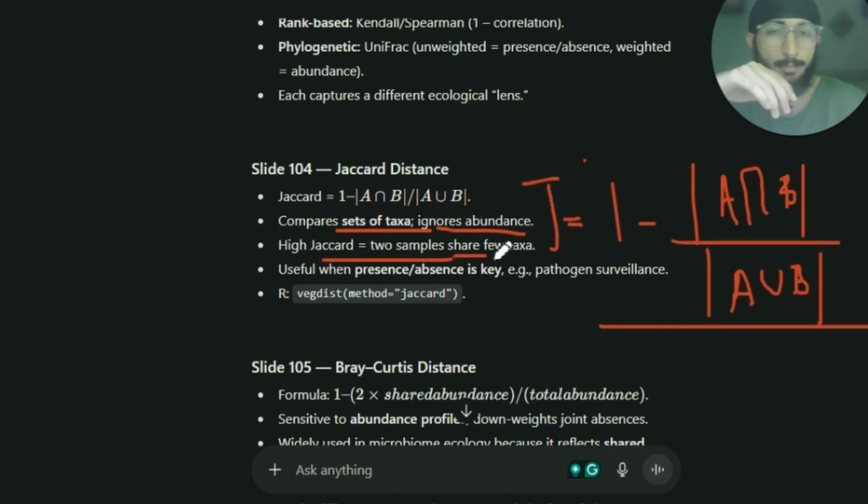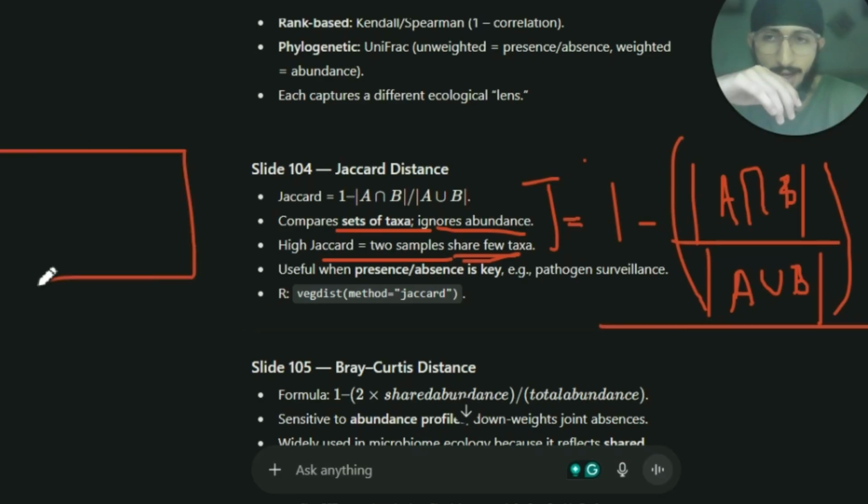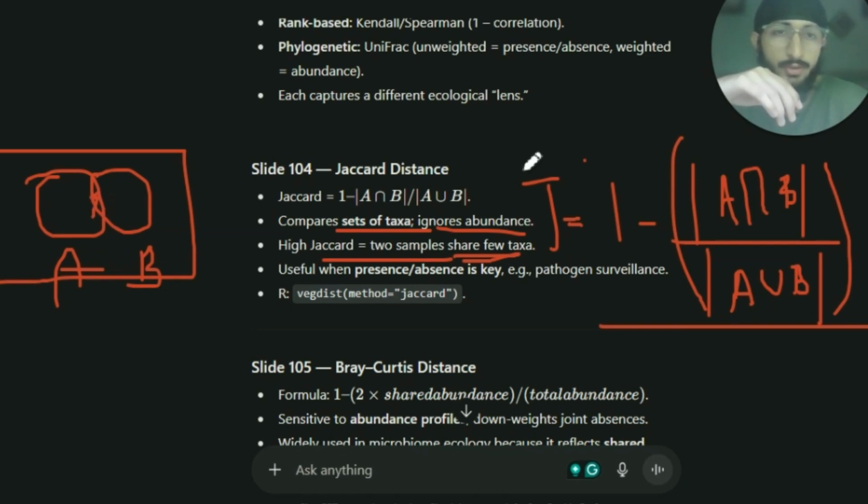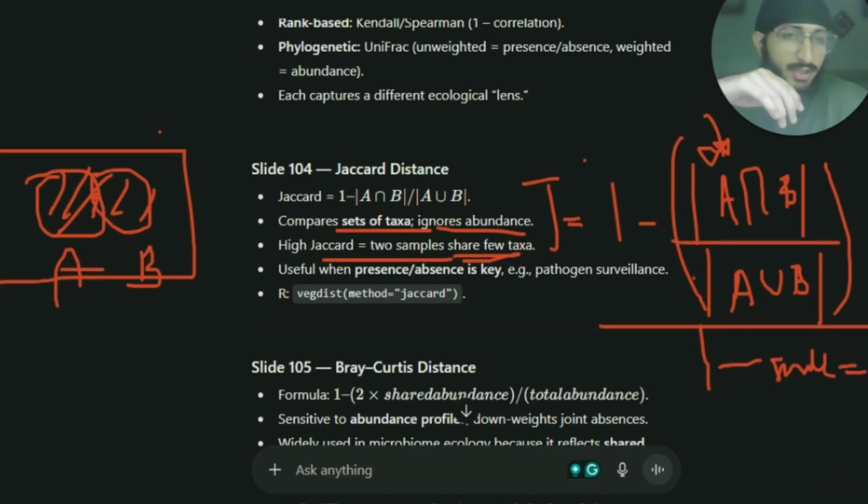High Jaccard means that the two samples share few taxa. Why would this be? Let me show you via a Venn diagram. So A and B, this is right. You can see that the intersection is very small here. So the numerator is very small, and the denominator, that is A union B, is very large. So this value actually becomes small. 1 minus small would give us a higher J value, close to 1, let us say. This is the first example.